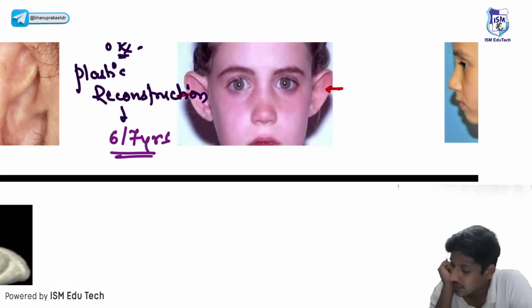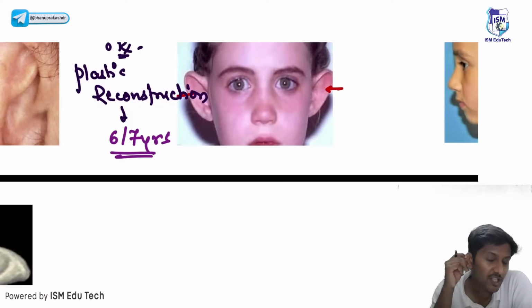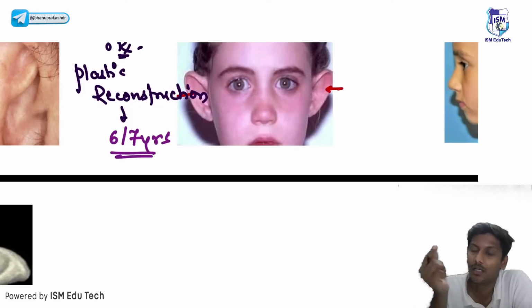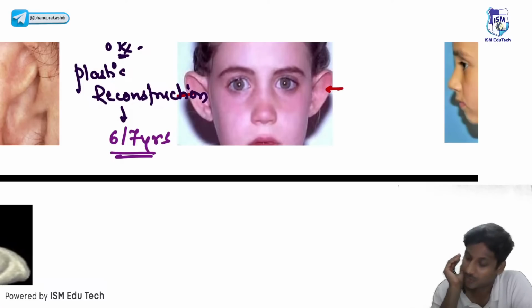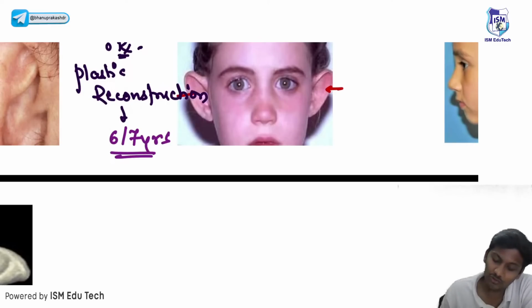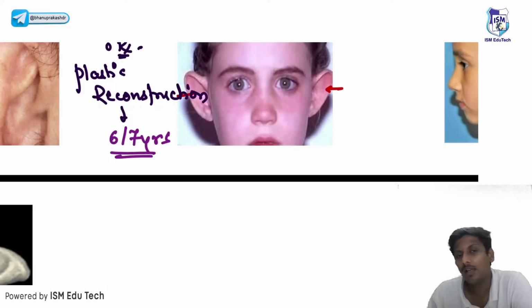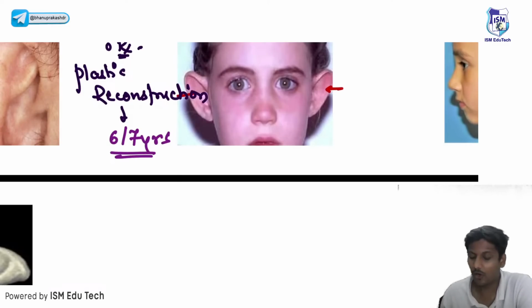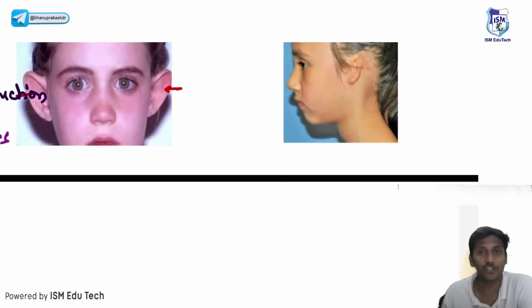So the reason is, please remember, definitely the patient will have growth of the pinna, na? Definitely it will not develop further, but there will be growth in size. So the pinna grows in size till 6 or 7 years of age. That is the reason why usually we need to wait up till 6 or 7 years of age, and then we'll go for autoplasty. That is what is plastic reconstruction of the pinna.